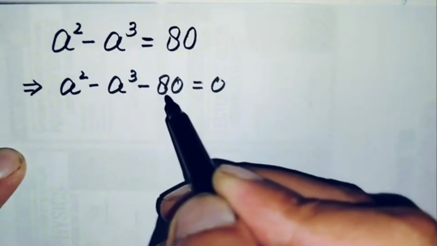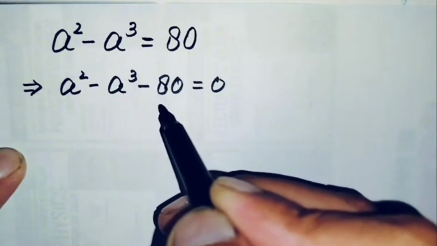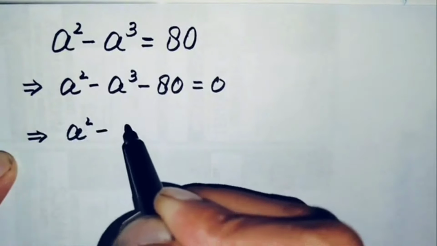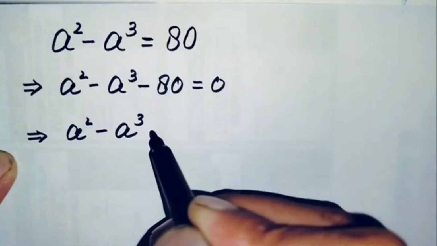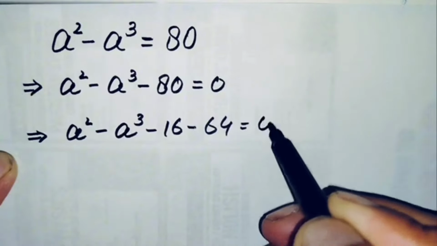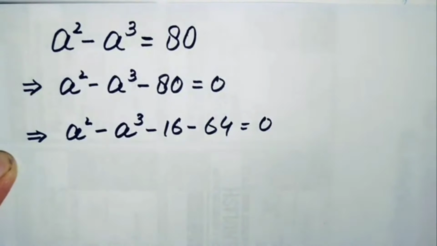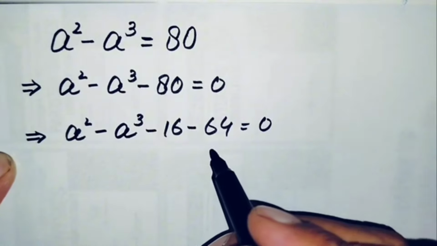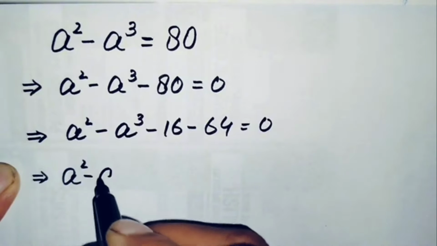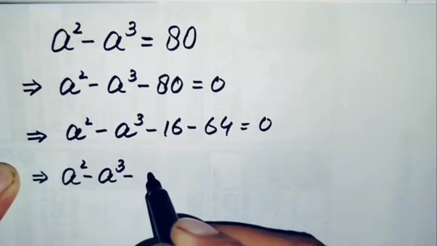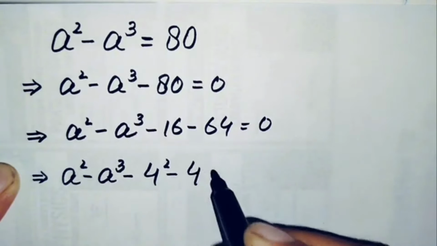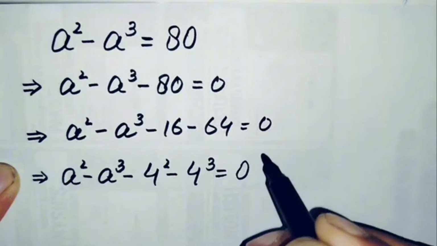Now we will split this minus 80 into the sum of minus 16 and minus 64. So this will become a^2 - a^3, and we can write minus 80 as minus 16 minus 64, is equal to 0. Now in this step we will change 16 and 64 to exponential form. So this will become a^2 - a^3 - 4^2 - 4^3 = 0.